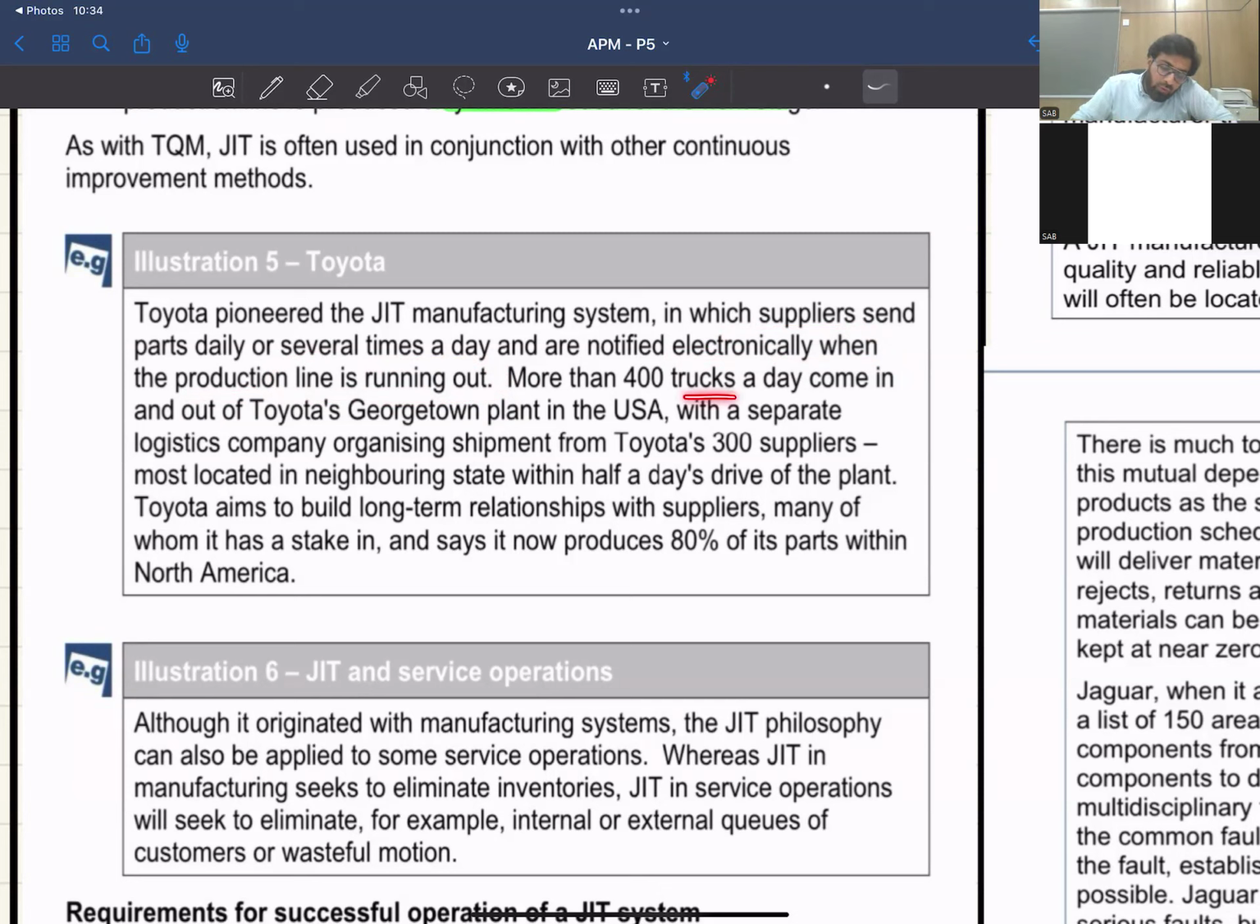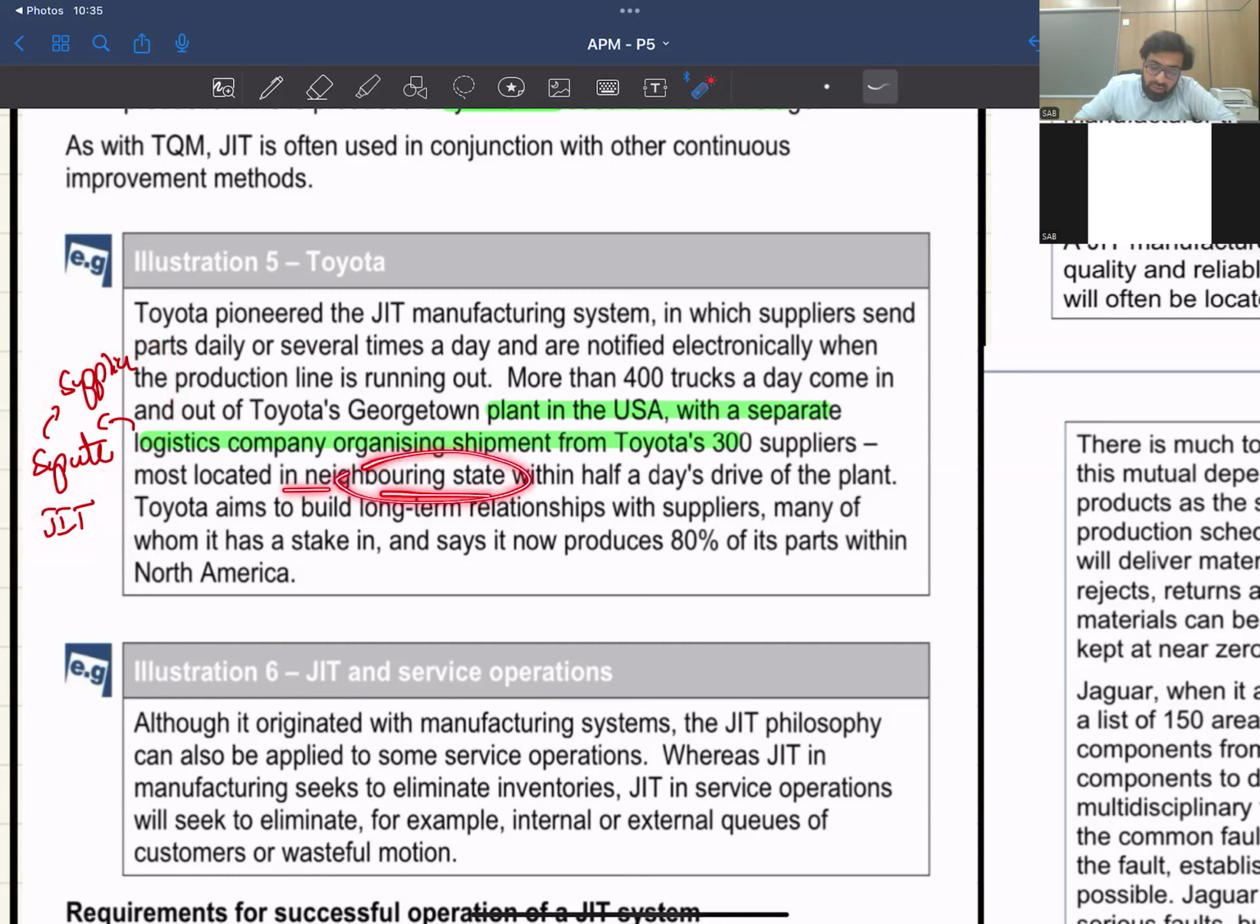Right now, more than 400 trucks go out to the Georgetown plant in the USA with a separate logistics company organizing shipments. So they have hired separate suppliers as well. And why is that? Because they have to make sure of the JIT, right?